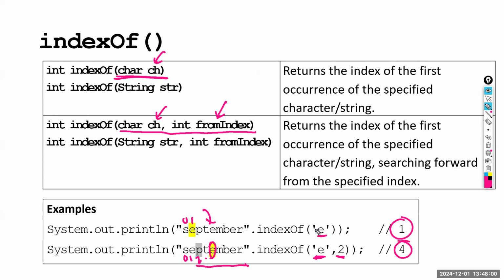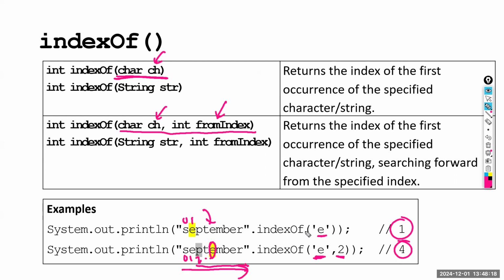So this means you check from the 0th index. So this means you check from this index onward. If this character is there before this index, ignore it. And you keep checking from left to right and tell me what is the first occurrence.